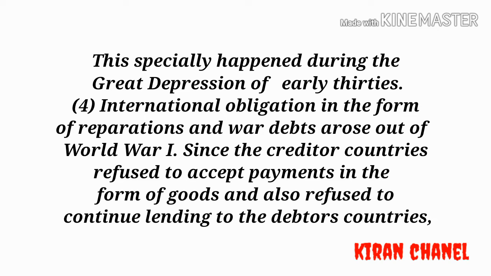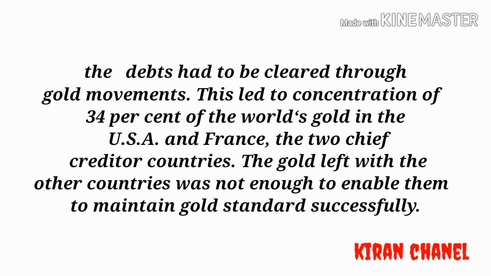Since the creditor countries refused to accept payments in the form of goods and also refused to continue lending to the debtors, debts had to be cleared through gold movements. This led to concentration of 34% of the world's gold in the USA and France, the two chief creditor countries. The gold left with the other countries was not enough to enable them to maintain the gold standard successfully.